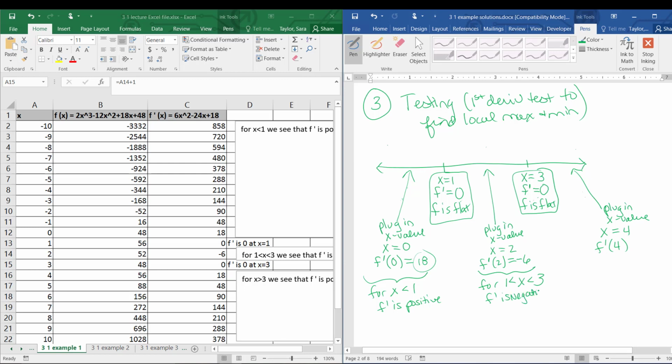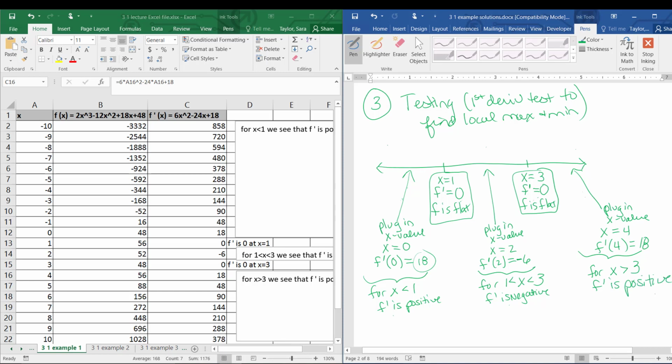You can pick any x value in that interval and evaluate f prime. You will get a negative value. And lastly, we looked at the interval after x equals 3. And at the interval after x equals 3, we again see f prime is positive. So in particular, f prime of 4 is 18. So we can say for x is greater than 3, for all of those x's, f prime is positive.